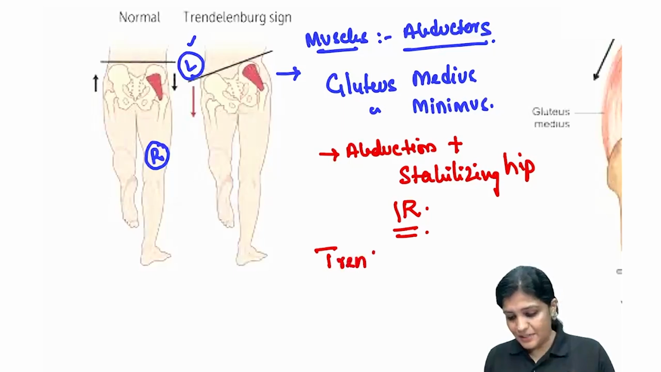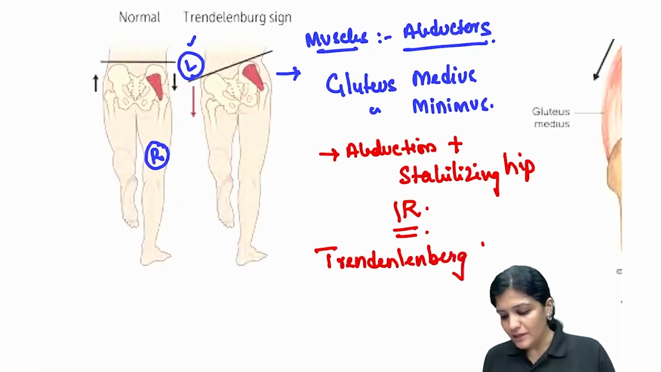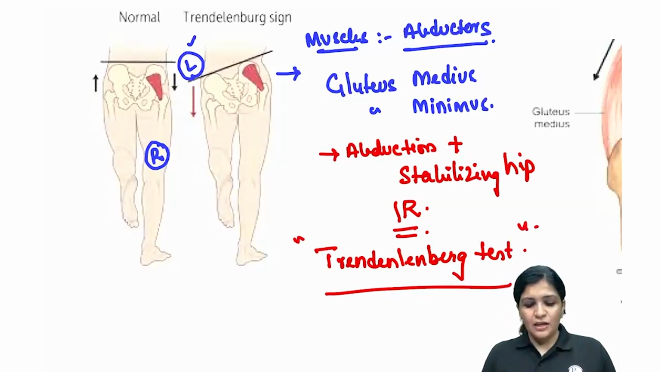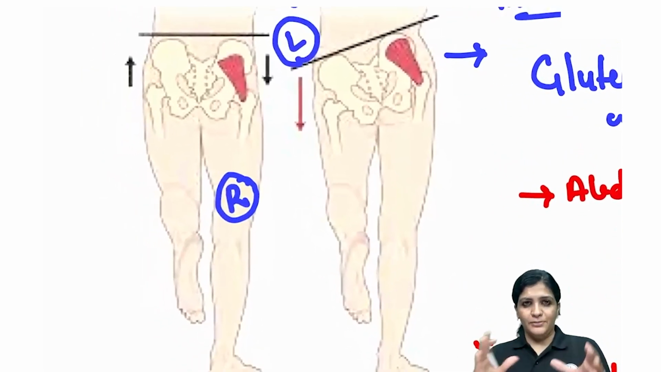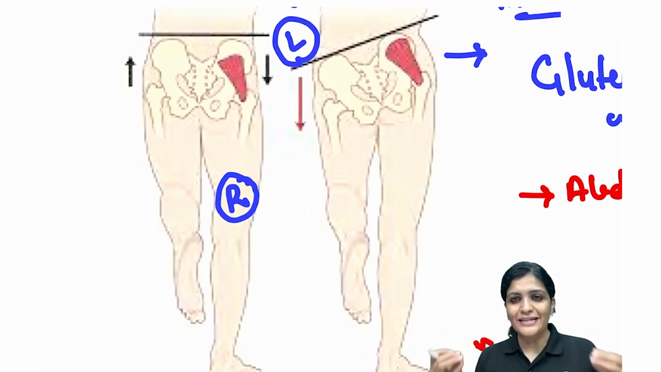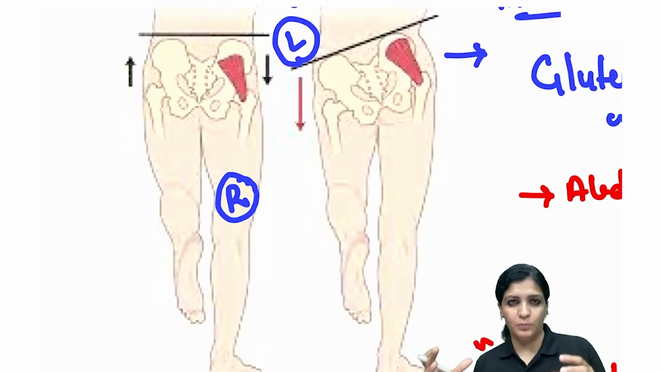As the name suggests, it is called the Trendelenburg test. So what actually is this test? When we are standing on the two limbs, the balance or the weight is distributed equally on both the limbs.